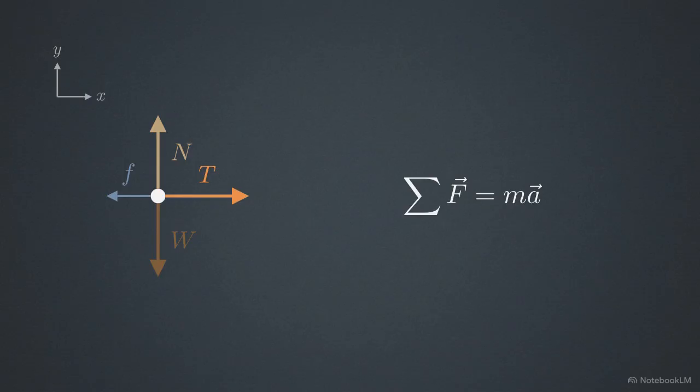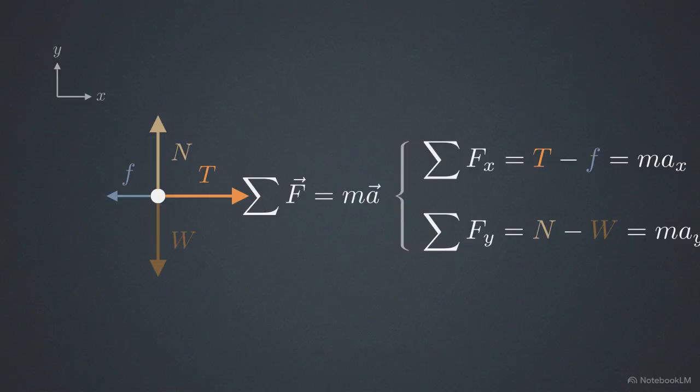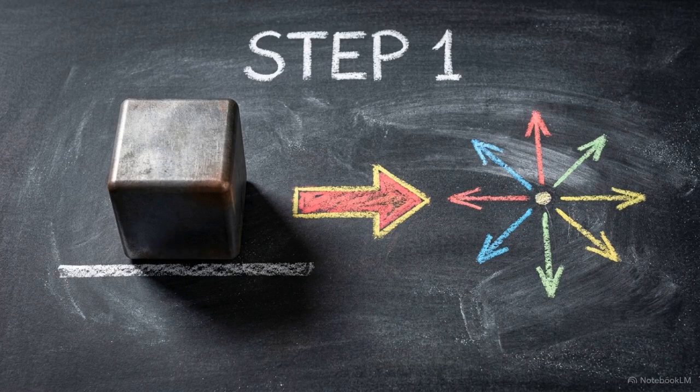Because forces are vectors, we split Newton's second law into two independent tracks, one equation for all the horizontal forces along the x-axis, and a separate equation for the vertical forces along the y-axis. Converting a physical scenario into a standardized free body diagram is the essential first step to solving any problem in dynamics. Things change when we move off flat ground.